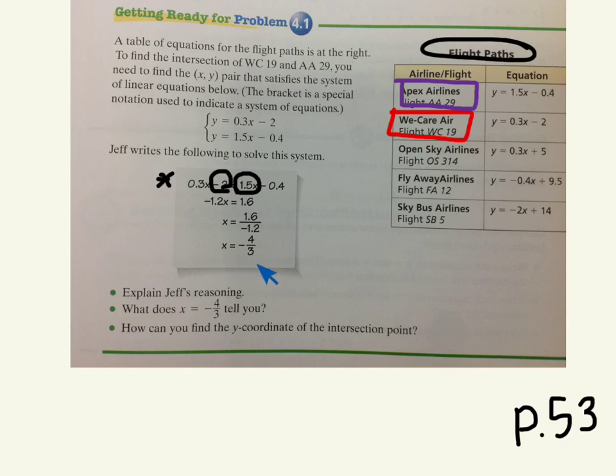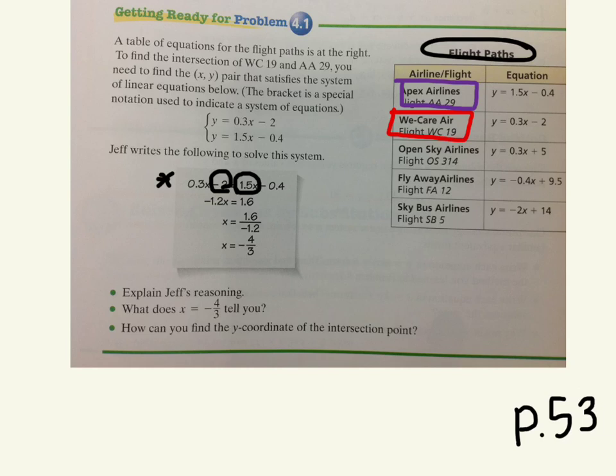So this value right here does not mean that we are done. This value right here simply gives us the x value in the solution of the coordinate pair. What we want to find now is the y-coordinate for the point of intersection. Setting two equations equal to each other is not a new concept for us, so this is actually review.